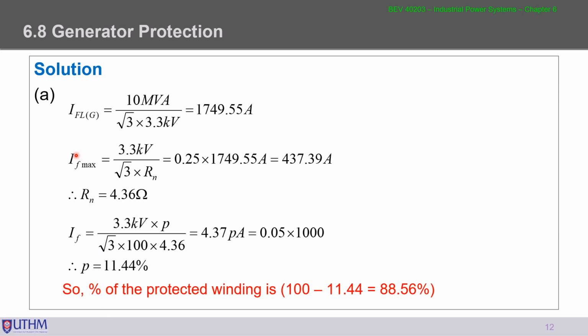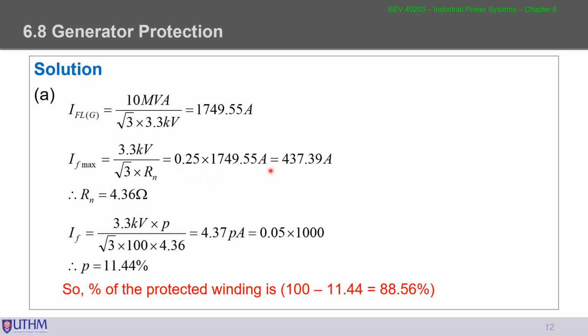Okay, here is the solution for A. First, we have to calculate the full load current IFL for the generator, which is S divided by square root 3 divided by V. Then we have to calculate IF max. As we know, the formula is VLL divided by square root 3 divided by Rn. This value is limited to 25% of the full load. This percentage is given in the question.